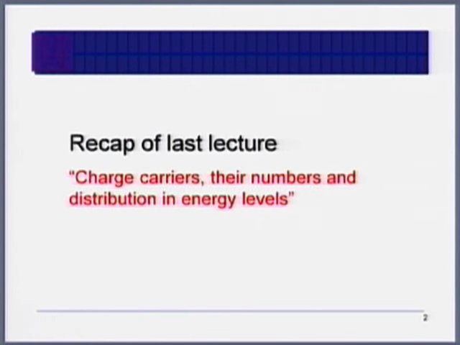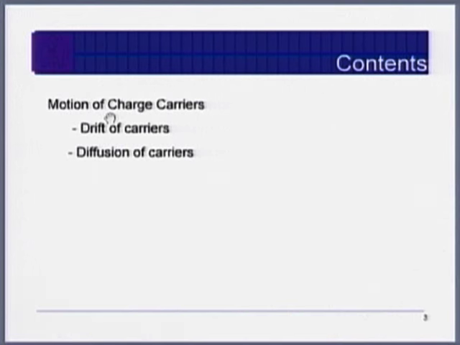And the motion of carriers is what? The motion of charge carriers is current. So once we know how the carriers move, we should try to define the corresponding current. That is what we should do in this lecture. In the last lecture, we saw the charge carriers, their numbers, and their distribution in energy levels. In this lecture, we will see how the carriers move, the motion of carriers.